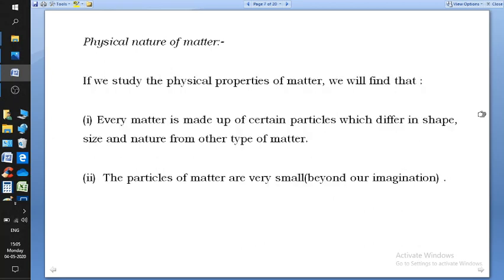Now let us see the physical nature of matter, or the physical properties of matter. If we study the physical properties of matter, we will find that every matter is made up of certain particles which differ in shape, size, and nature from other types of matter. Every matter is made up of certain particles. These particles are so small that we can't see them with our naked eye. They're so small, beyond our imagination. We can't even imagine the size of these particles.